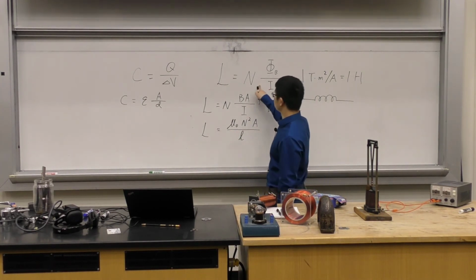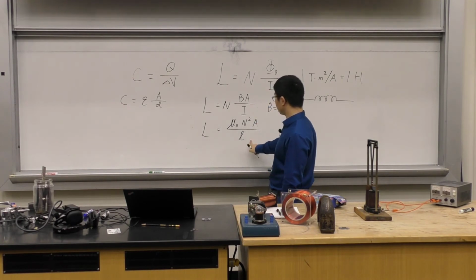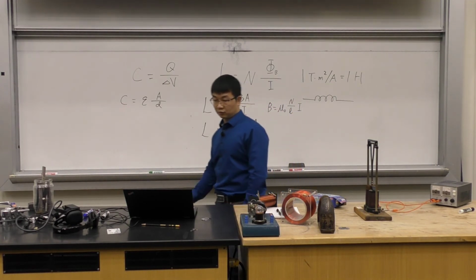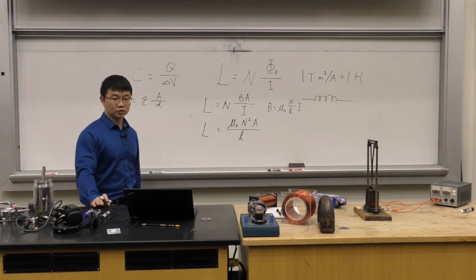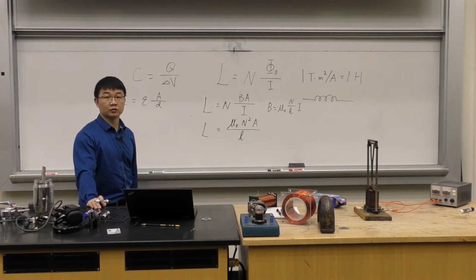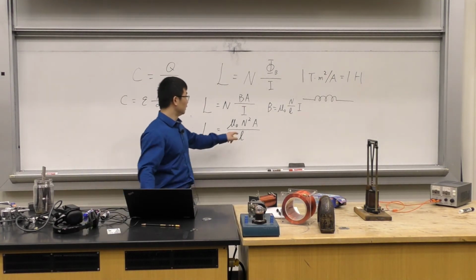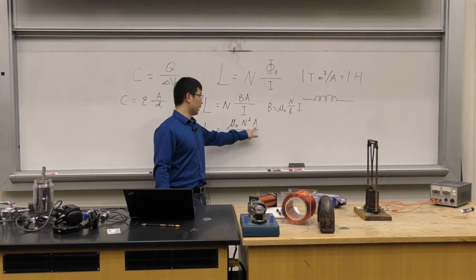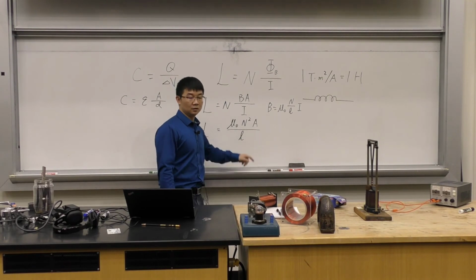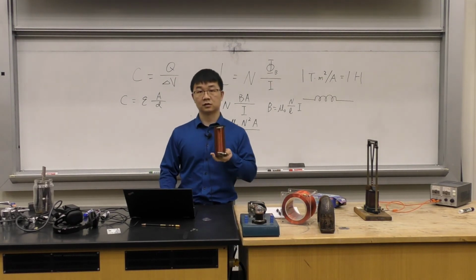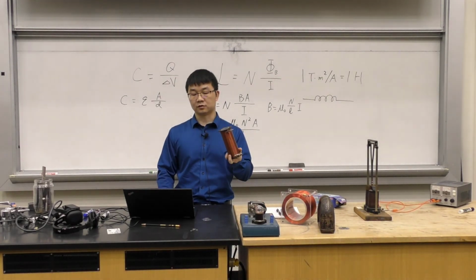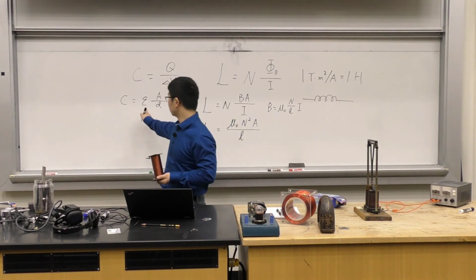Okay, but this is a general definition, right? And take a look at this equation. It depends only on the geometry of the solenoid. So that's why it's going to be a property of the solenoid. Once you have the number of turns, the area, the length fixed, this guy is going to have a constant inductance. Okay? It's like the capacitance.